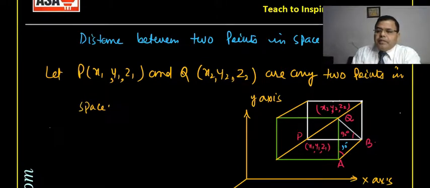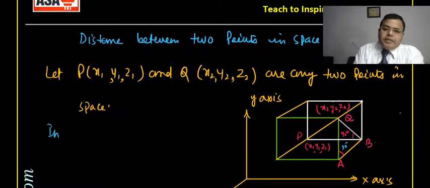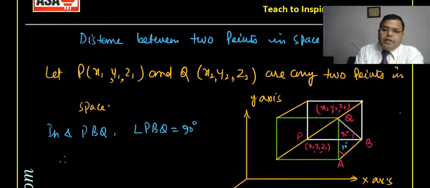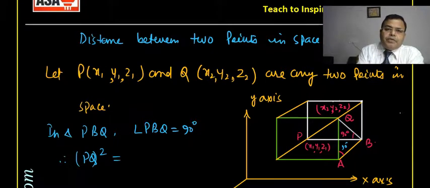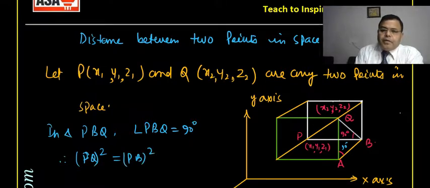Q is just above the vertex B, and so the coordinate of Q is x2, y2 and z2. QB is a straight line, PB is also a straight line, and these two are perpendicular to each other. Therefore this will be 90 degrees. Now in triangle PBQ, angle PBQ is 90 degrees, and therefore by using the Pythagoras theorem, with PQ as hypotenuse, PQ square is equal to PB square plus QB square. This is the first equation.